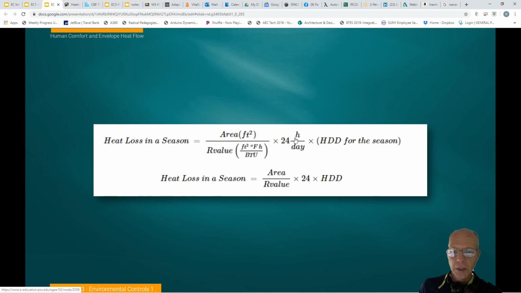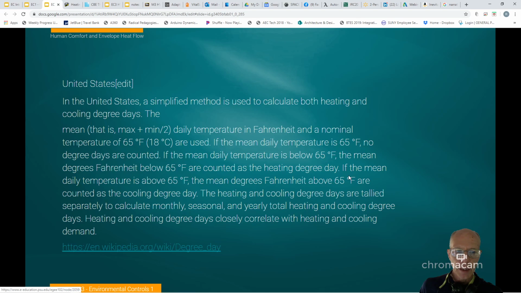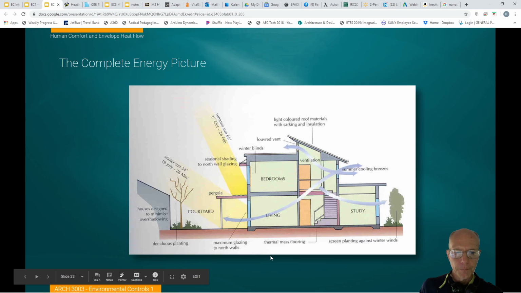And then just to simplify this calculation by removing the unit designation, the heat loss is equal to the area of the surface we're measuring, whether it be a wall or window, divided by its R value, times 24, times the heating degree day totals that we'll get off the charts. And just another reiteration of that. And this is just a link to a wiki page that talks about heating and cooling degree days in case you're interested in looking at this in more depth.